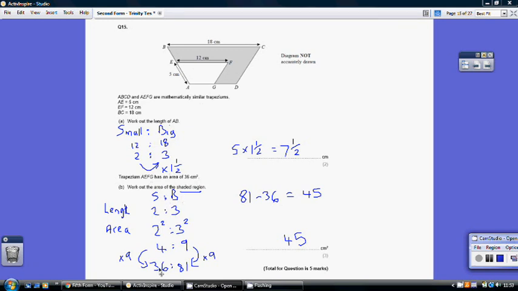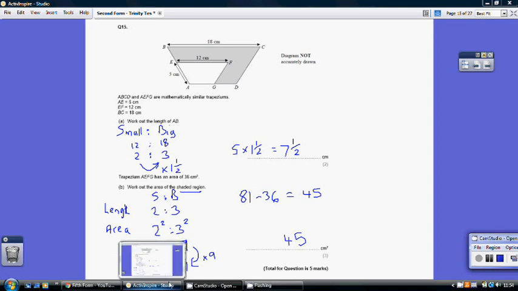Now we're told that the trapezium AEFG, which is the smaller trapezium, has an area of 36. Now 36 is 9 times as much as our ratio. So if this is 9 times as big, so must this one be. So if the area of the smaller trapezium is 36, the area of the bigger trapezium is 81. The relationship 36 to 81 is in the same proportion as 4 to 9. It's just that each of them is 9 times as big.